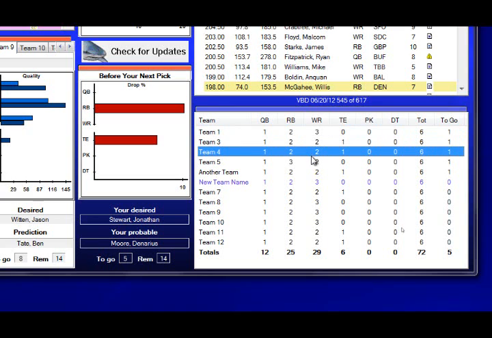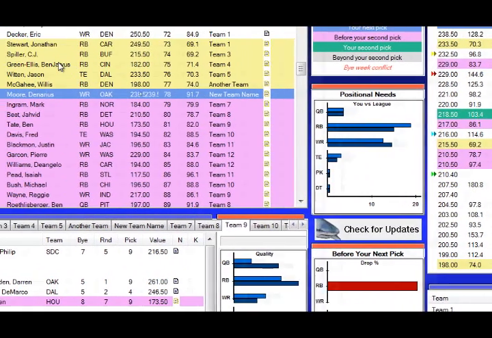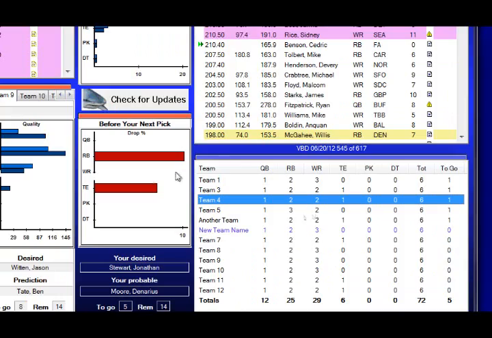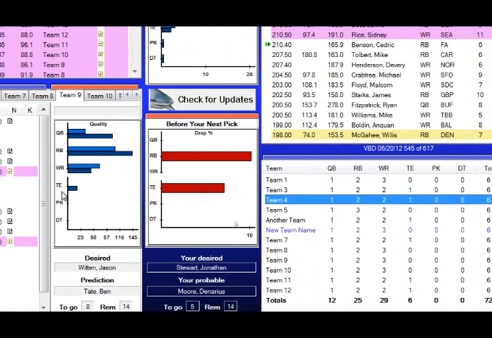Now, Draft Predictor is considering all of these factors and taking them into account when it makes its predictions. So we can see that those next 5 picks, it's predicting 3 running backs, a tight end, 4 running backs and a tight end. Looking at some more graphs, we can look at before my next pick.